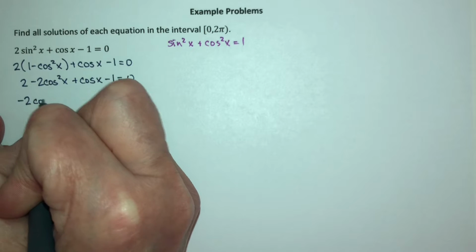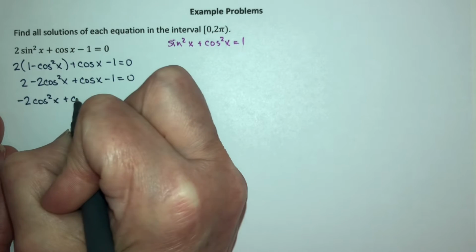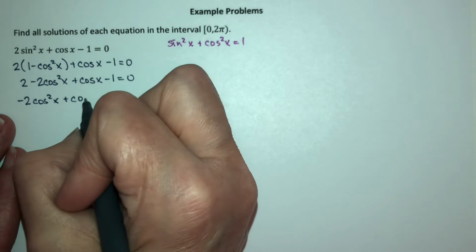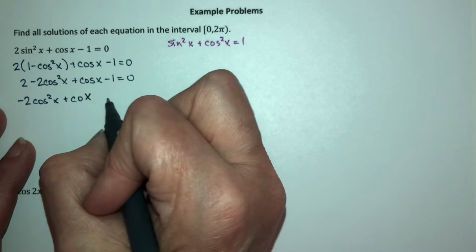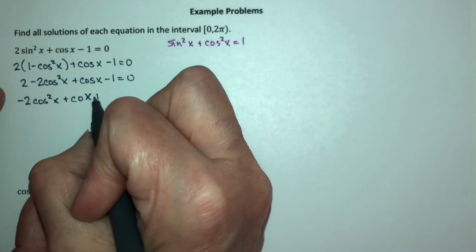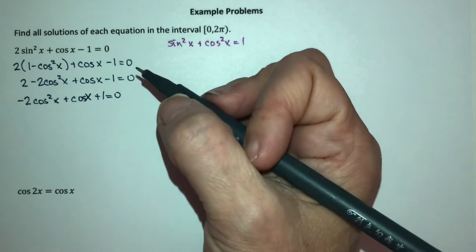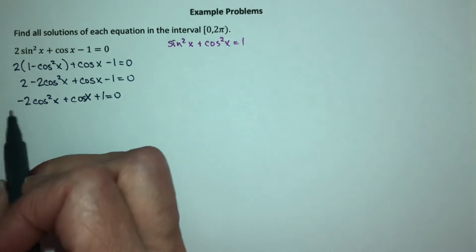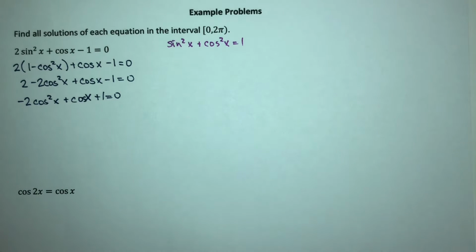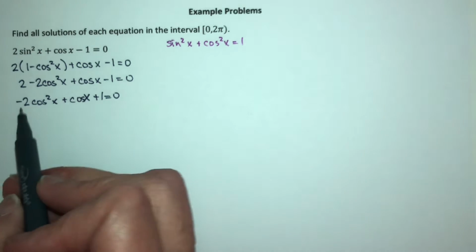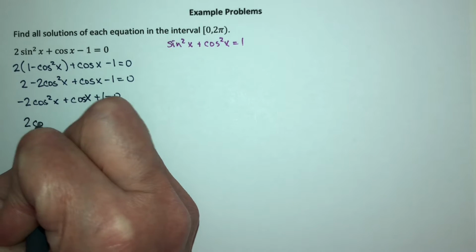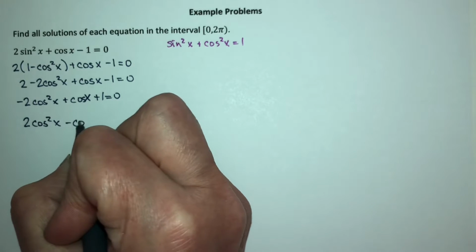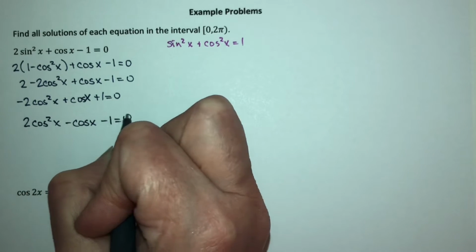So I have negative 2 cosine squared of x plus cosine of x plus 1 equals 0. Okay? Now, I want to try to get this thing factored so that I can solve it. And things are always easier to factor, and to deal with quadratics in general, if your first number is positive. So I'm going to multiply everything here by a negative 1 to get 2 times cosine squared of x minus cosine of x minus 1 is equal to 0.